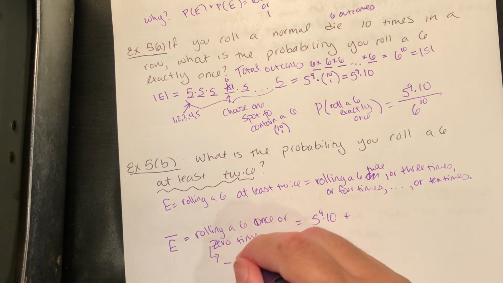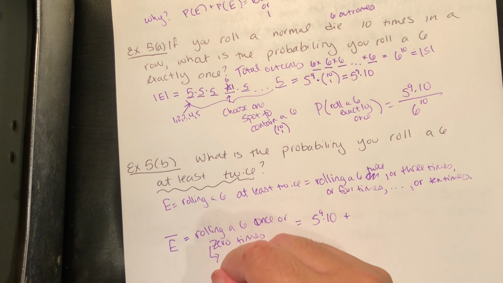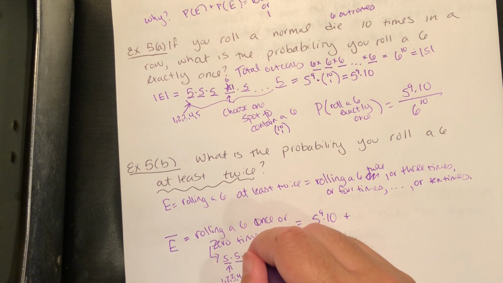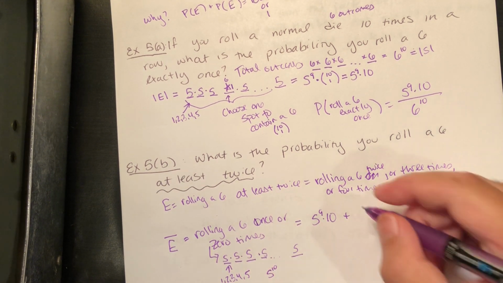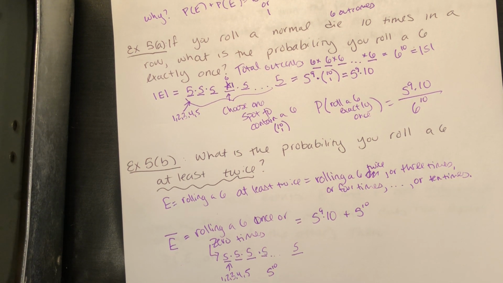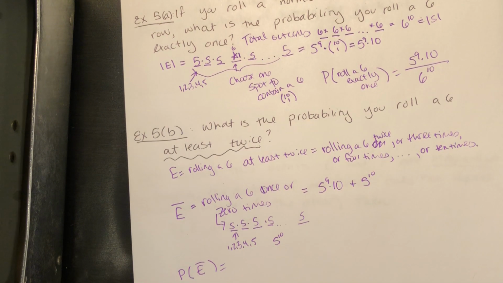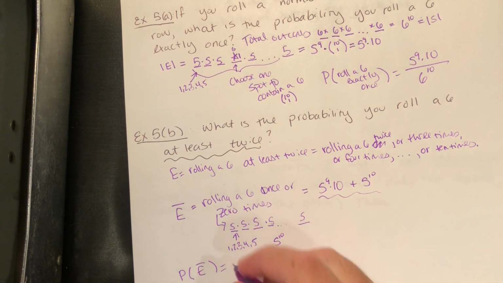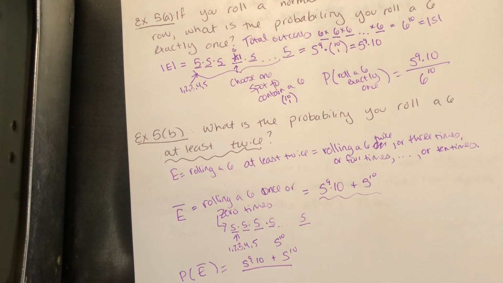So for 0 times, we're saying we rolled the dice 10 times, but we never got a 6, which means every single outcome was either a 1, a 2, a 3, a 4, or a 5. So there's 5 allowable outcomes in every single spot. And so there's going to be 5 to the 10 such outcomes where you did not roll a 6 at all. So the probability of E complement, that's the probability that we don't want to find, is the cardinality of E complement, 5 to the 9th times 10, plus 5 to the 10th, divided by the total number of outcomes, which we found in the last example was 6 to the 10.